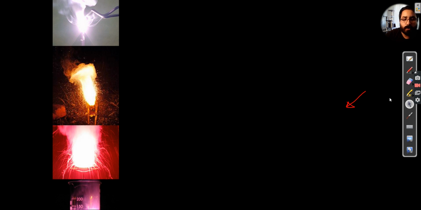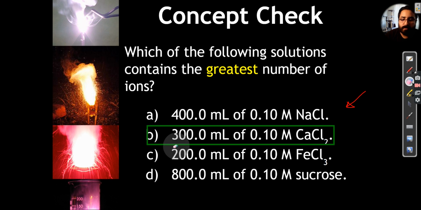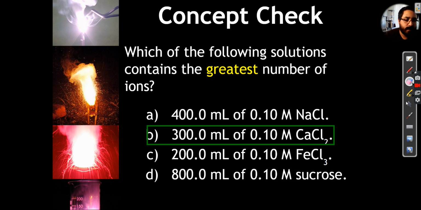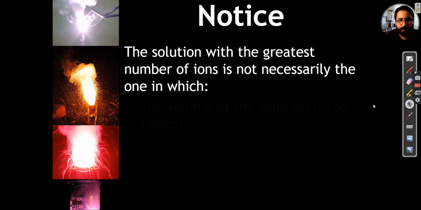In that previous example, there was 800 milliliters of sugar, of your sucrose, but sucrose is only 1 particle. So this one actually, I believe, had the least amount. I didn't do this in my head. I didn't want to waste your time. And I think you can do that on your own.